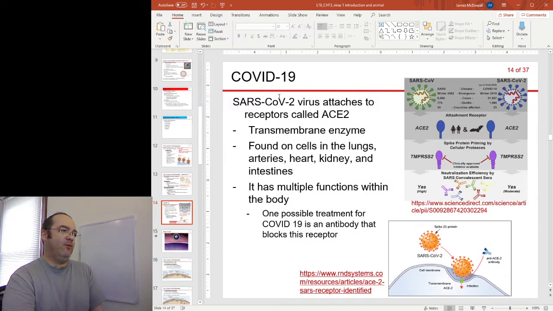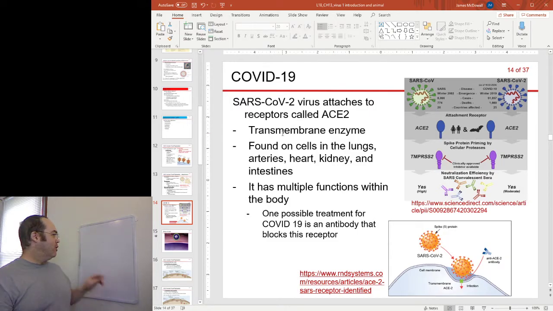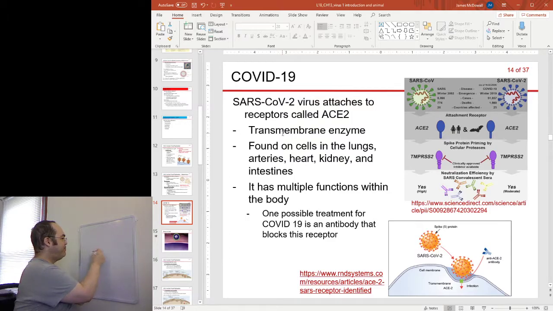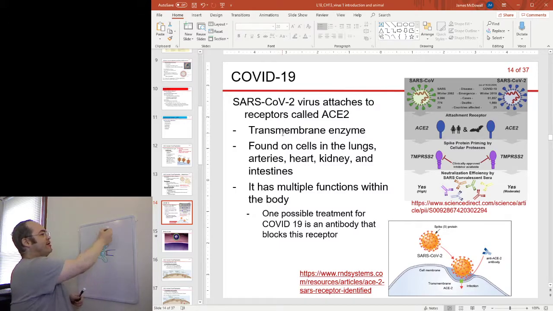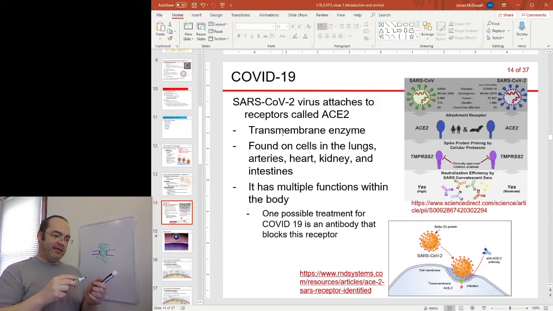What about COVID-19? What about SARS-CoV-2? The virus attaches to receptors called ACE2, which is a transmembrane enzyme. It's one of those proteins, in this case an enzyme, that goes all the way across the cell membrane. There are parts of the ACE2 structure outside the cell, and there are parts of the ACE2 structure inside the cell.